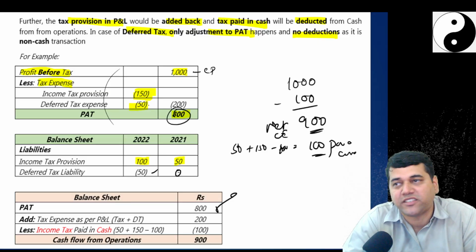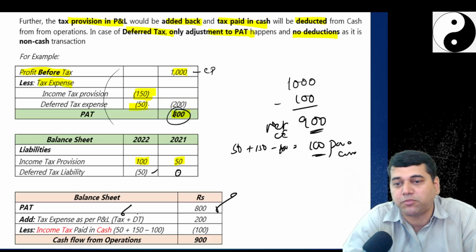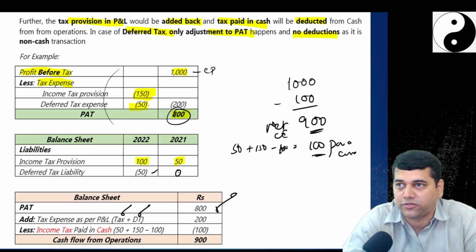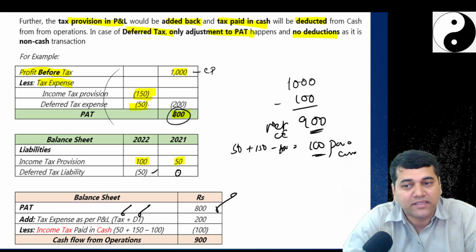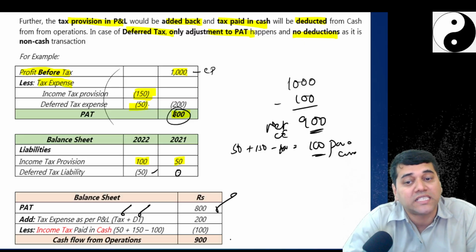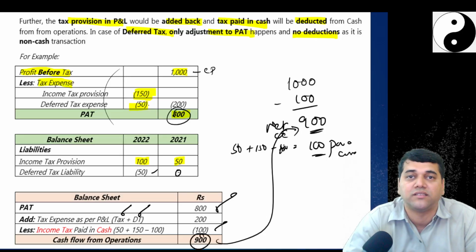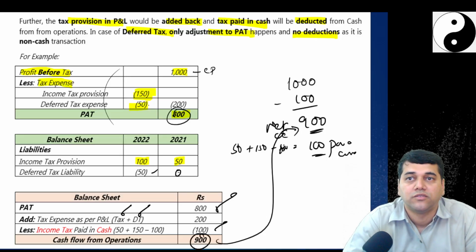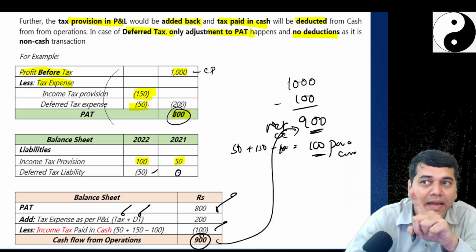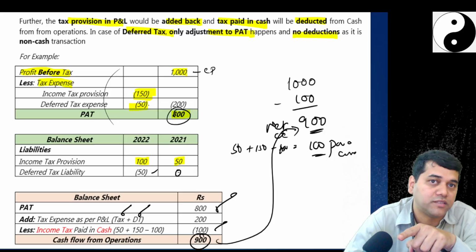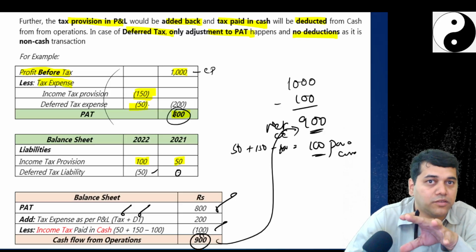Add back the income tax expense. When I add back, I will add the tax provision and also deferred tax. But when I separately deduct income tax paid in cash, I will deduct only how much I paid in cash. So ultimately it comes to 900. So part of my deferred tax will be added back, but again it is deducted. I hope this particular concept is clear now.